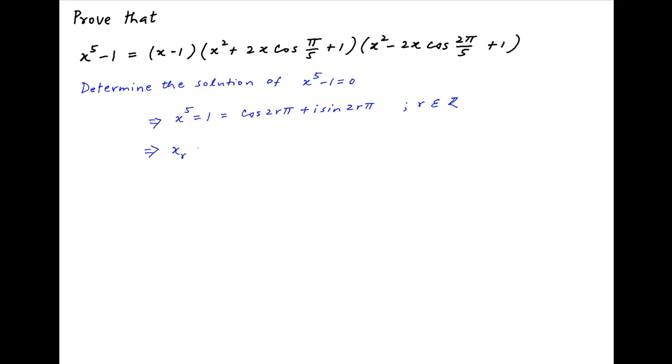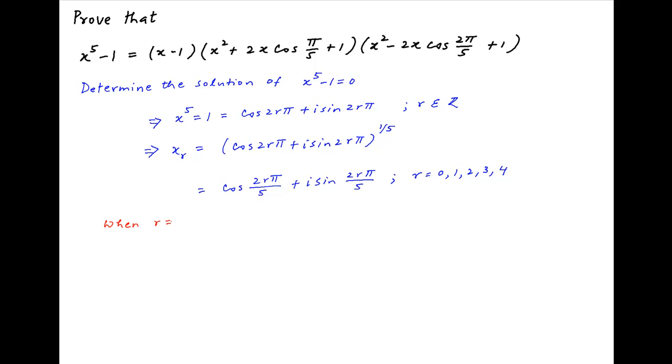Therefore, x is equal to cos of 2rπ plus i times sine of 2rπ raised to the power 1 upon 5. And using De Moivre's theorem, this is equal to cos of 2rπ upon 5 plus i times sine of 2rπ upon 5, where r takes on the values 0, 1, 2, 3, and 4.